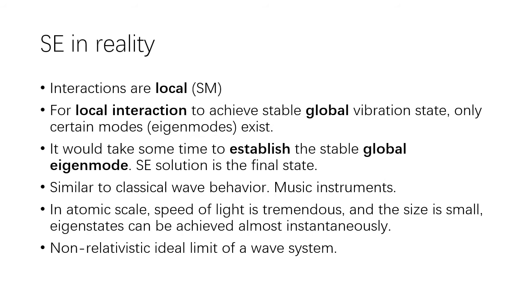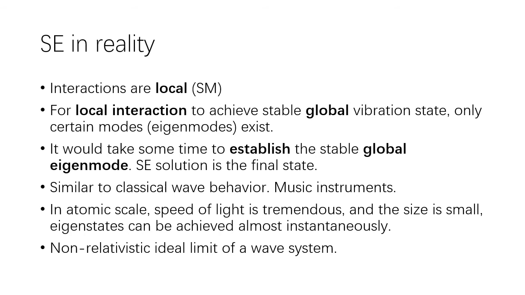Generally, for local interaction to achieve a stable global vibration state, only certain modes exist, that is, eigenmodes or eigenstates. It also takes some time to establish the stable global eigenmode. And the solution to the equation is the final state. This is similar to classical wave behavior, such as in music instruments. The musical notes are the eigenmodes, and it would take a short time to fully establish.